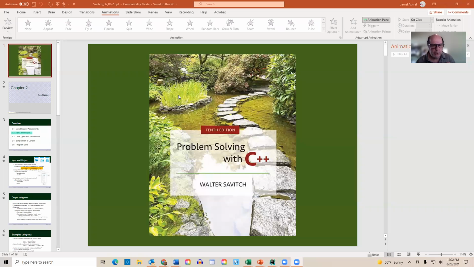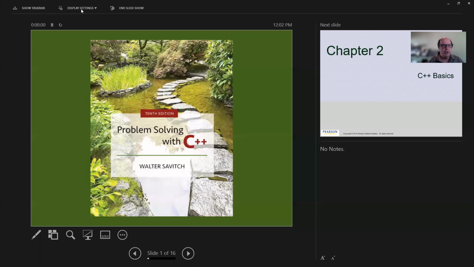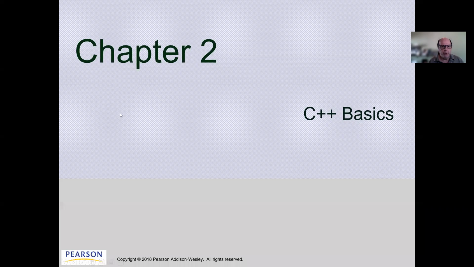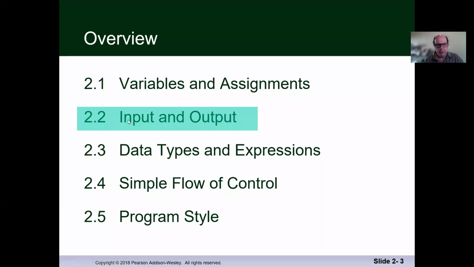Okay, so we are talking about Problem Solving with C++ by Savitch. And right now we want to go to section 2 of chapter 2. So we are talking about chapter 2, section 2, which is input and output. And that's what we're going to be talking about in this lecture.